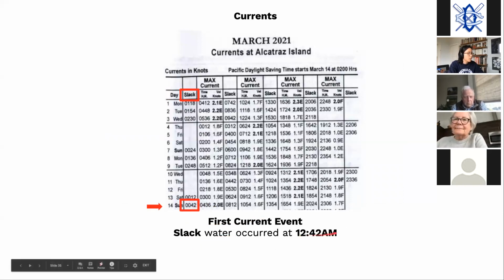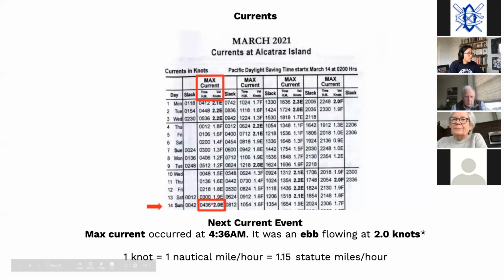Slack. And then the next current event was a maximum current event. So at 4:36 a.m., the ebb reached a maximum speed of 2 knots. And this little E here tells us it's an ebb.